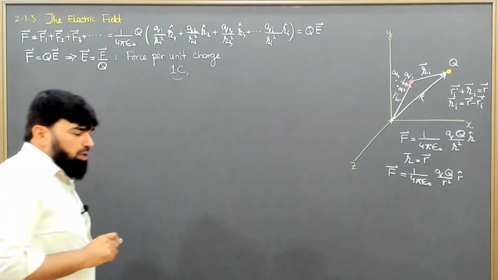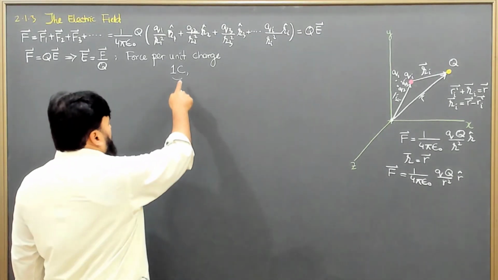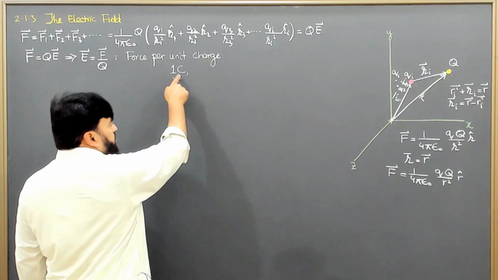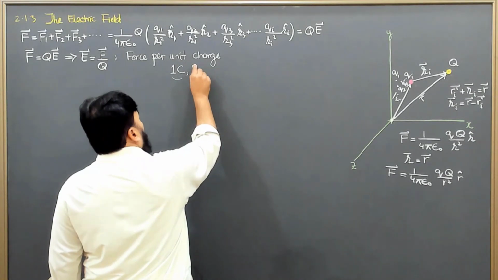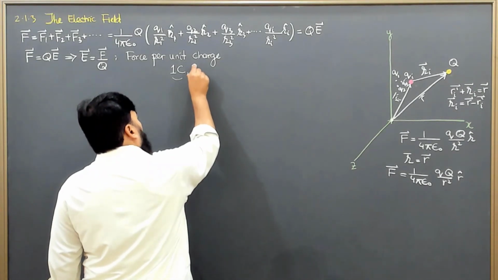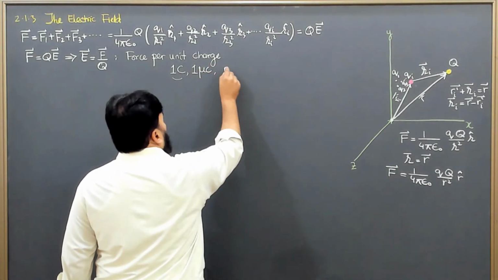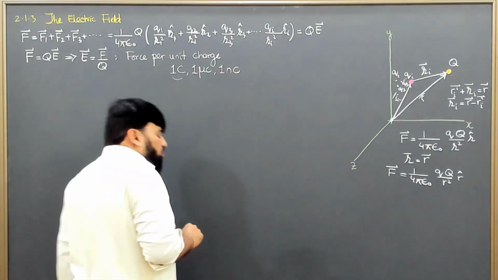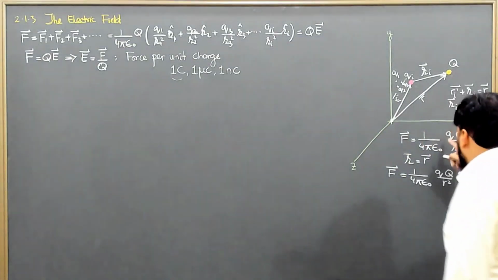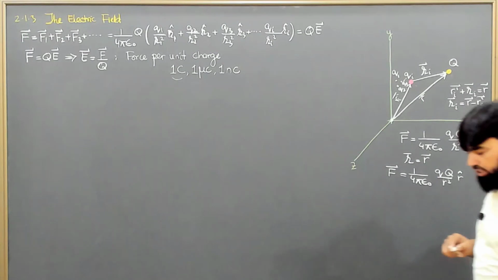It will not be 1 microcoulomb or 1 nanocoulomb. When the source is in coulomb, then the test charge will be 1 coulomb. And if the source is in microcoulomb, then the test charge will be 1 microcoulomb. And when the source is in nanocoulomb, then the unit charge will be 1 nanocoulomb. So that when we multiply here, the test charge does not have its effect reflected.